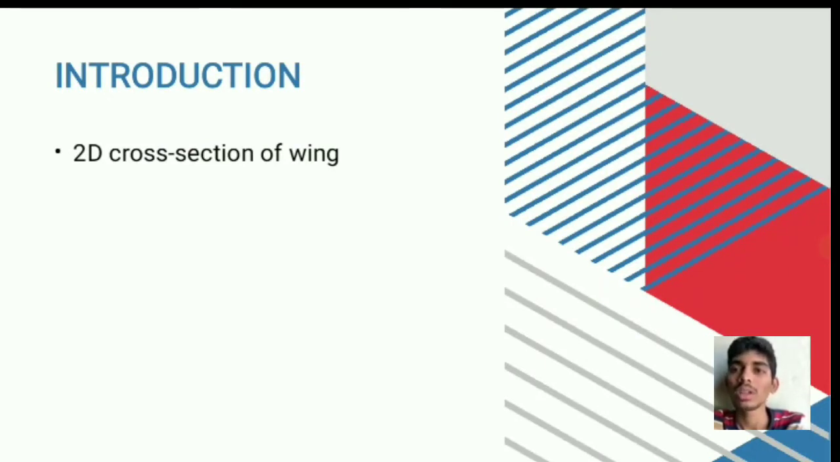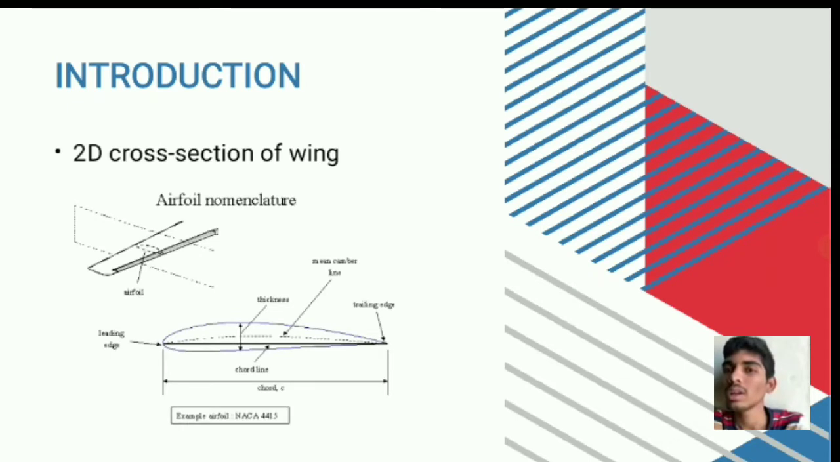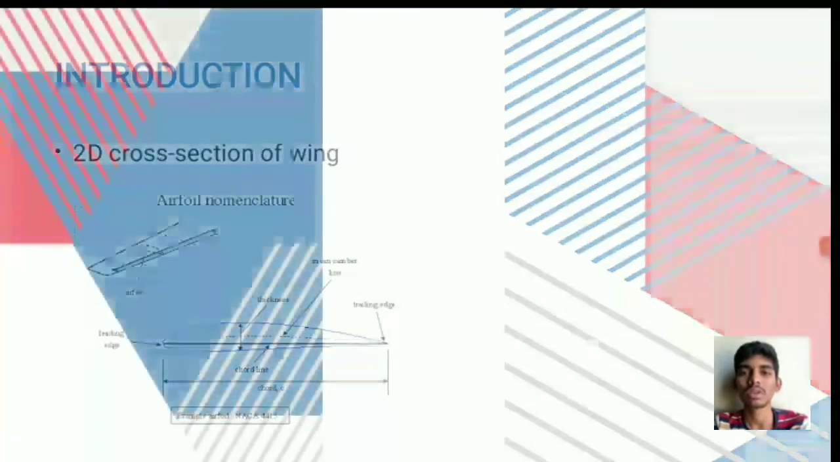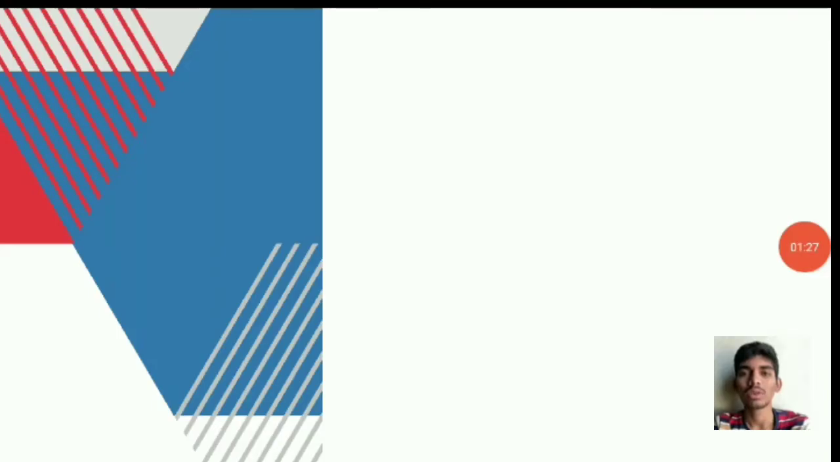Now let us consider the 2D cross section of an airfoil. In this figure the airfoil nomenclature has been represented neatly. The distance between the trailing edge and the leading edge is known as the chord, the front point of the airfoil is known as the leading edge, and the end point of the airfoil is known as the trailing edge. By using the figure we can understand that in detail.